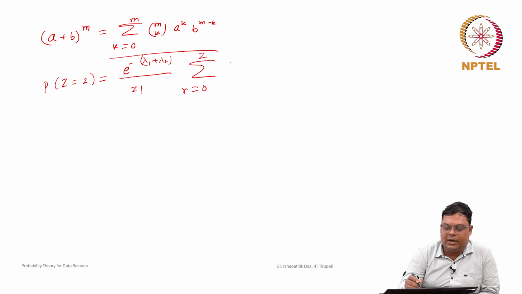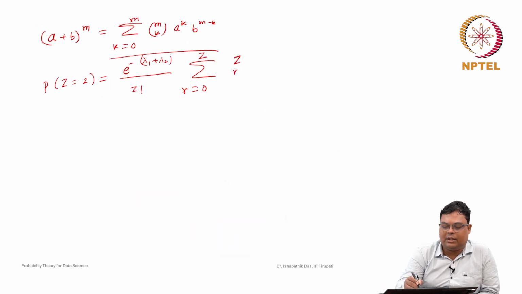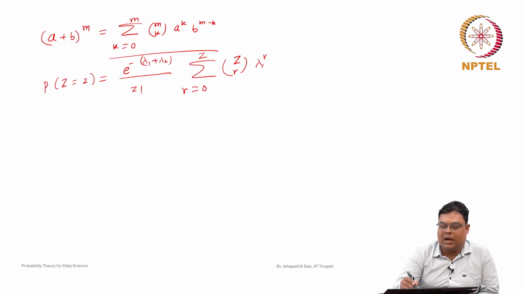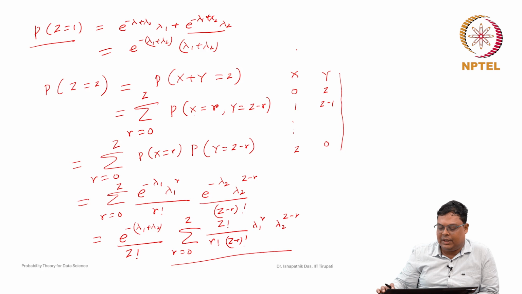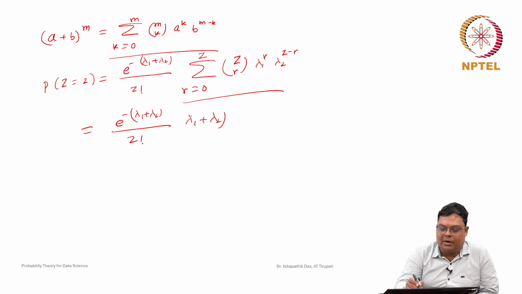So, 0 to small z, these things can be written as z factorial by r, zCr, then lambda 1 to the power r, and lambda 2 to the power z minus r. So, you can see that z minus r. Then if you compare this with this, this is e to the power minus lambda 1 plus lambda 2 by z factorial, and this is nothing but lambda 1 plus lambda 2, because a is lambda 1, b is lambda 2. If you compare, then lambda 1 plus lambda 2 to the power z.